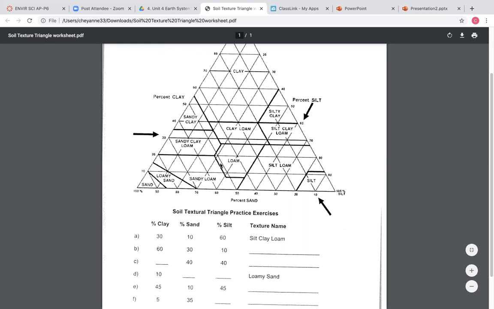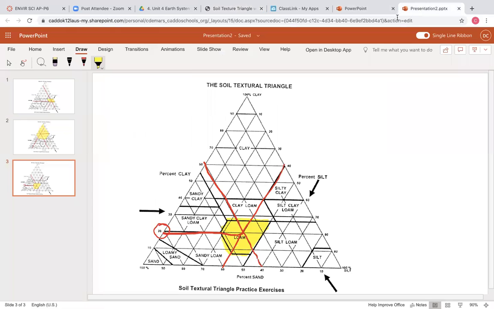So I hope that makes sense. If you have any other problems or questions, let me know. Try your best if you have a printer to print it out so that you can draw on this. It helps a lot. If not, use your finger on your screen. Try to do the best you can, but make sure that you're paying attention to what percentage you're looking at, whether it's clay, silt, or sand, and that you're paying attention to the direction of your arrows.